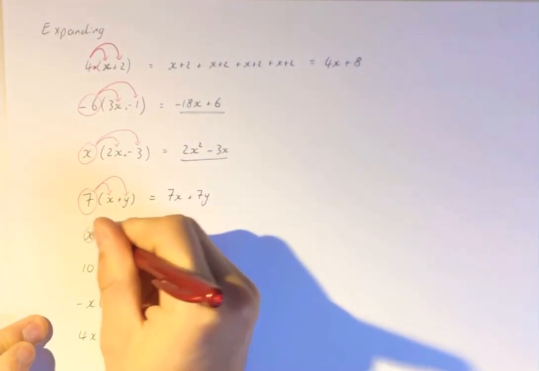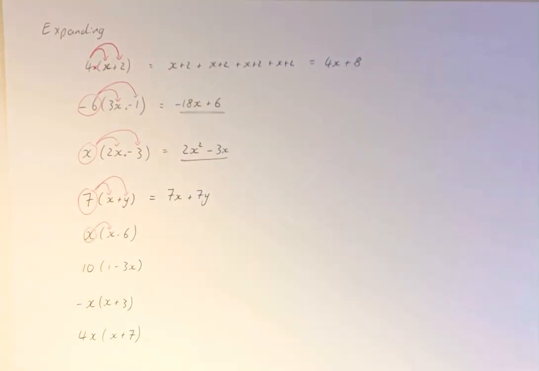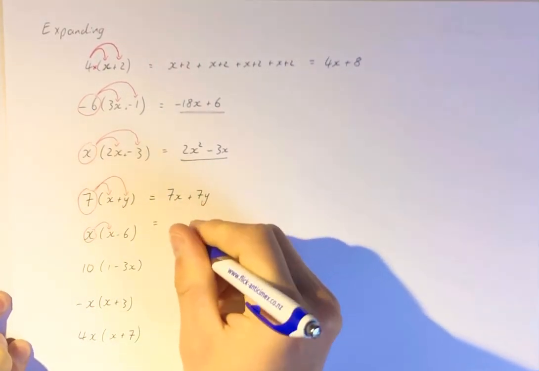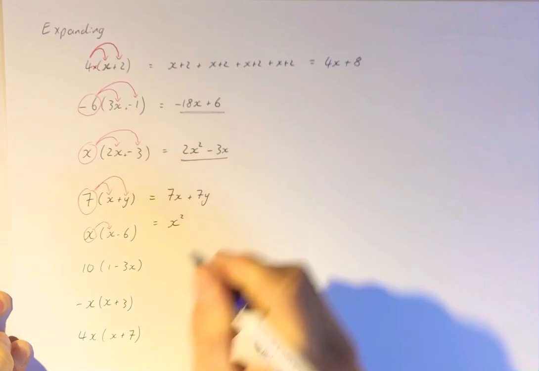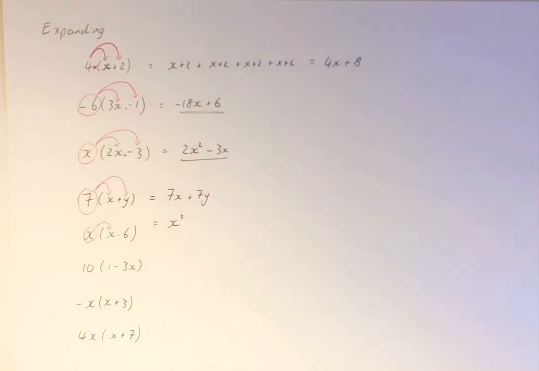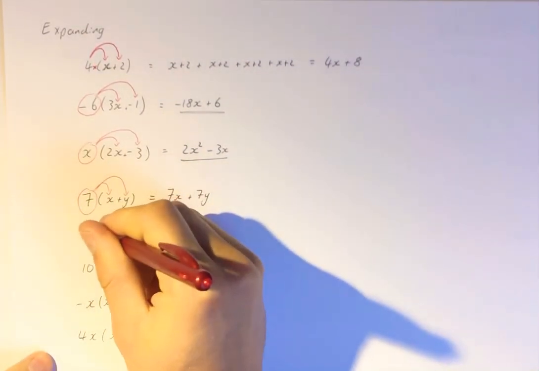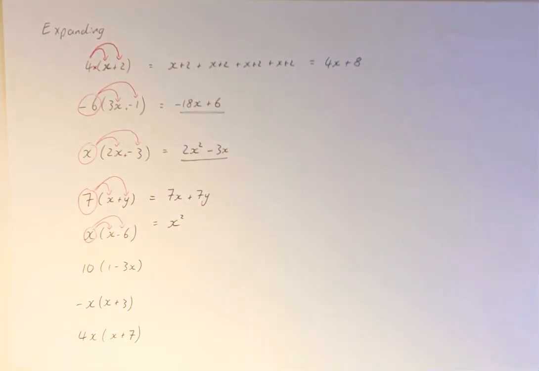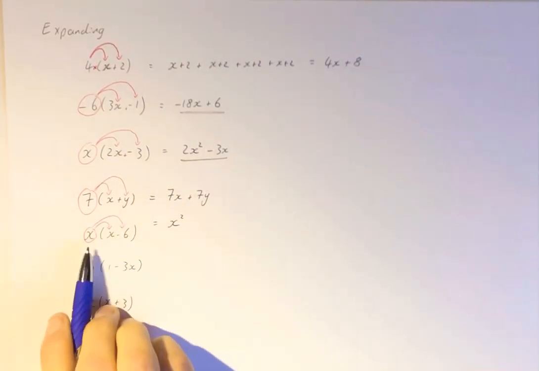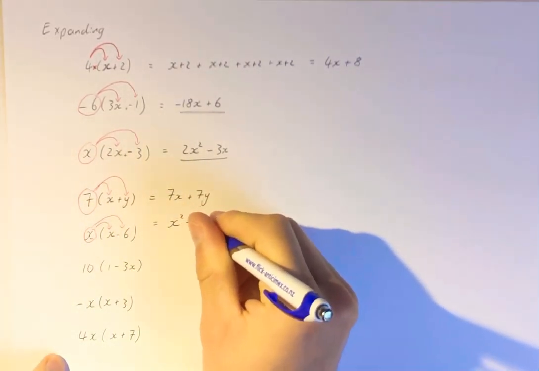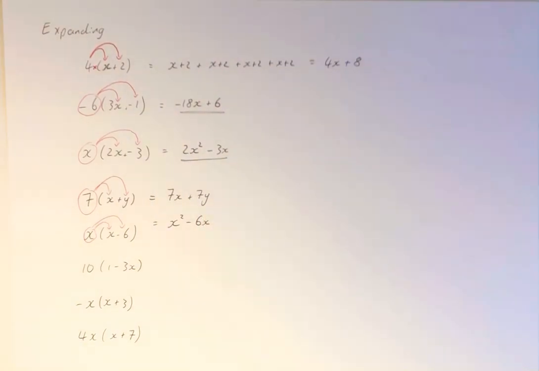This one here, that's x times x. So we're going to get x squared. It's x multiplied by itself. And you can think of this as x times, take away 6x. Take away 6x. And there we have it. There's our answer for that one. You guys could give these 3 a go.